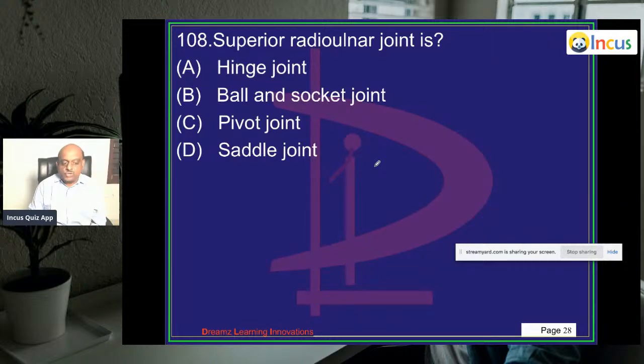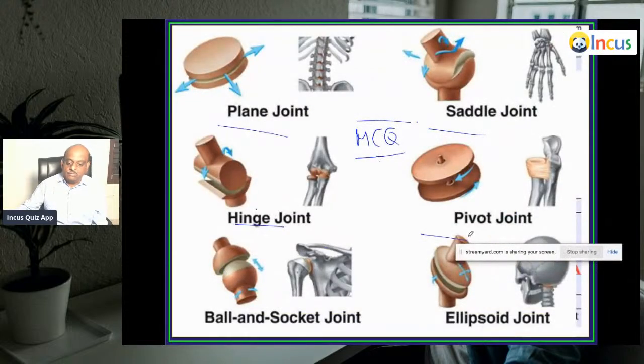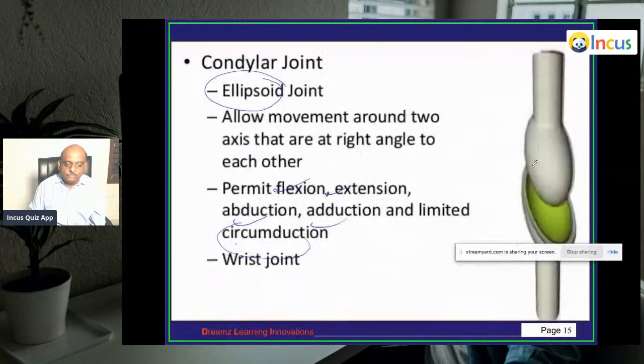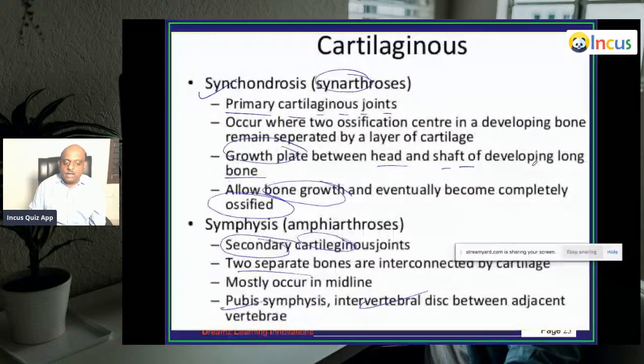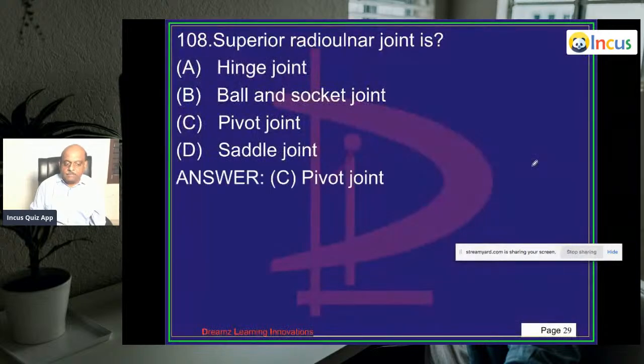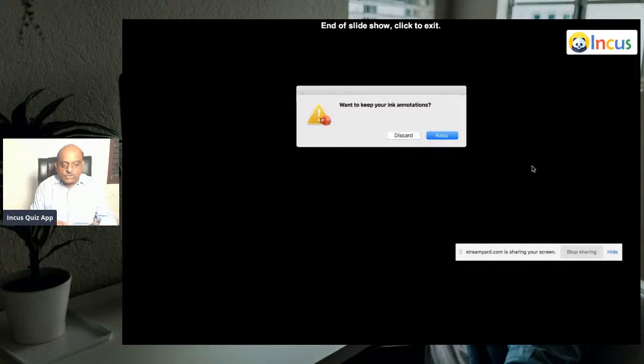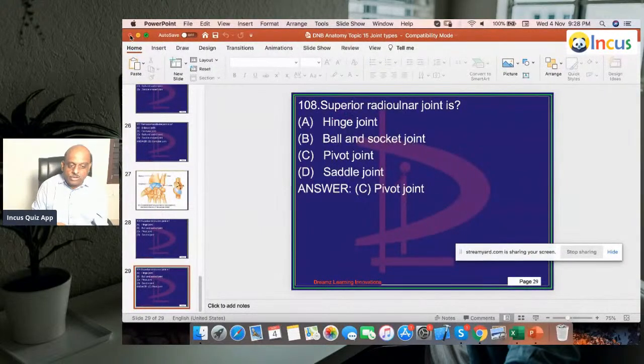Superior radio-ulnar joint. You can see here the example. Superior radio-ulnar joint is basically a pivot. So superior radio-ulnar joint is an example of a pivot joint, is what you need to remember. So that is a quick story, doctor, and a little bit of theory when it comes to this topic number 15, called joint types.